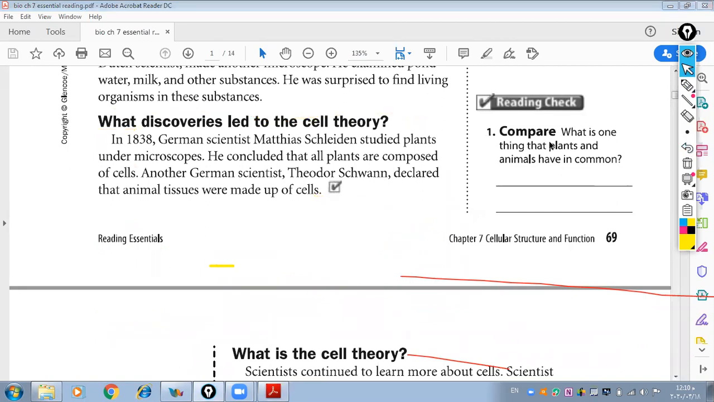And the next scientist we'll talk about was Matthias Schleiden. We said he studied plants under the microscope and his conclusion was that all plants are composed of cells. The fourth one was Theodor Schwann, and he worked with different kinds of animals and concluded that animal tissues were made up of cells.